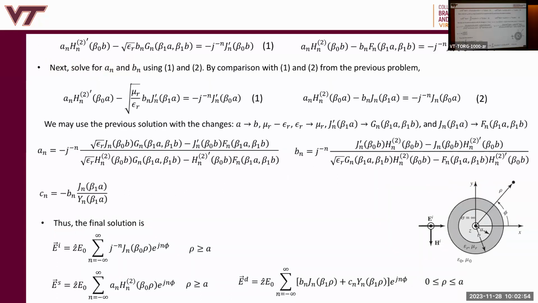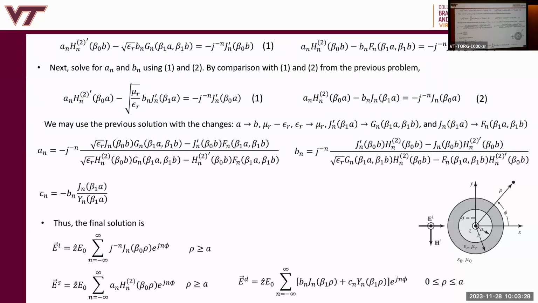So we have this equation 1 and this equation 2. And these, if you compare them to the previous problem, were exactly the same form. All right? So here's equation 1 and equation 2 from the previous problem. And if you compare the two, the only thing that's different is, here's equation 1 from the previous problem, equation 2 from the previous problem, here's equation 1 from the current problem, and equation 2 from the current problem.